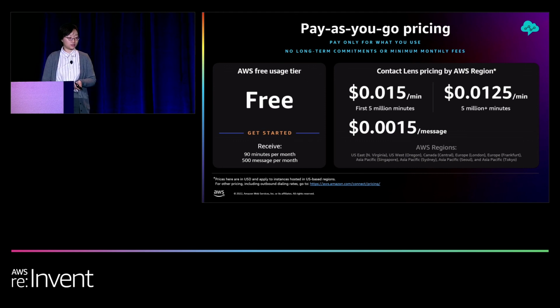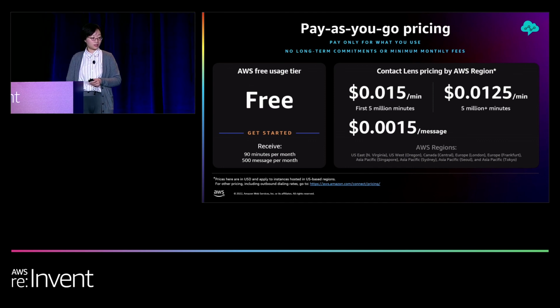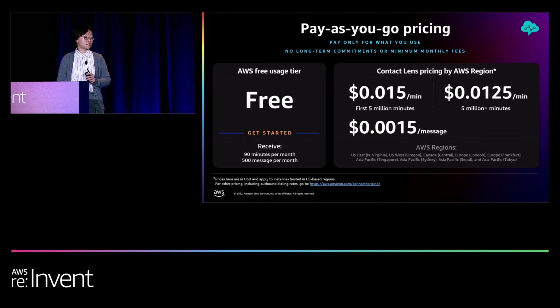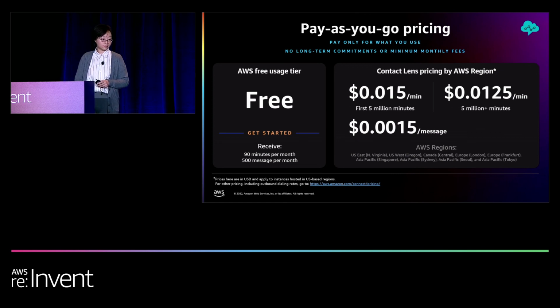After you've crossed the free tier usage, you'll pay a per-minute pricing for the speech analytics for voice and a per-message pricing for chat. For speech analytics, the pricing is 1.5 cents per minute for your first 5 million minutes of usage monthly, and 1.25 cents per minute for usage over 5 million. For chat analytics, the pricing is 0.15 cents per message.